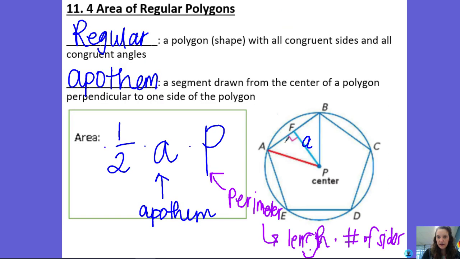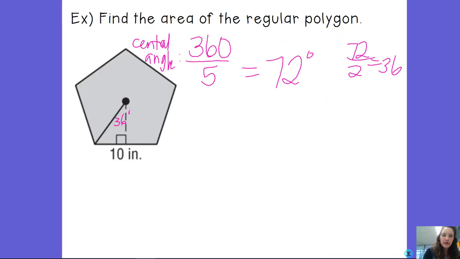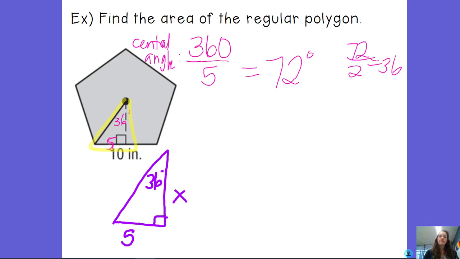In this regular polygon, the apothem intersects the side and makes a right angle with it, so it's going to be bisecting that side. This segment and this segment are going to be congruent. So if this whole thing is 10, then this is 5. And now we have my favorite shape, a right triangle. This angle up here is 36, this side is 5, and I want to find my apothem, so I'm going to call it x.